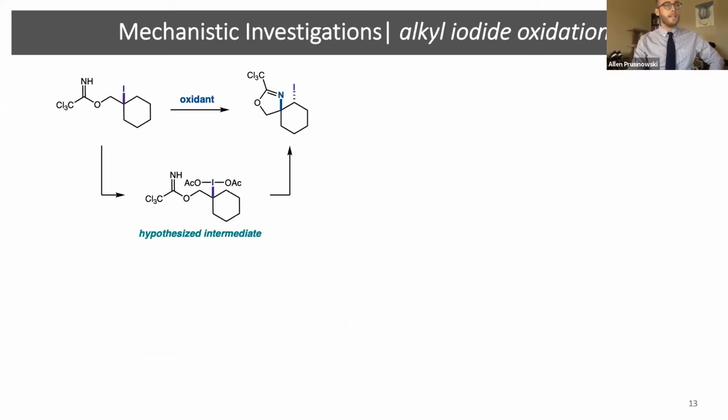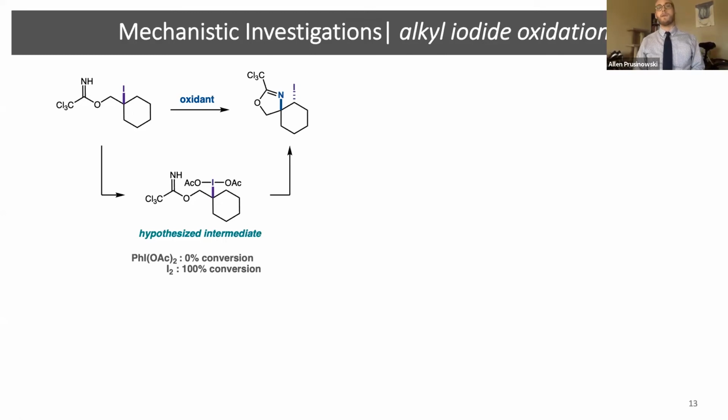So we were really interested in how this elimination occurs. From the literature, we first hypothesized that we were going through this lambda-3 iodine. However, when we subject the alkyl iodide to oxidant, we see 0% conversion. So we don't believe that this is actually the intermediate in our reaction.